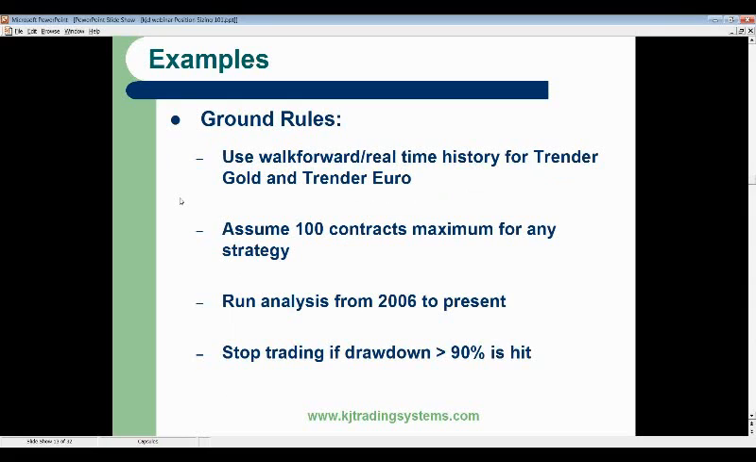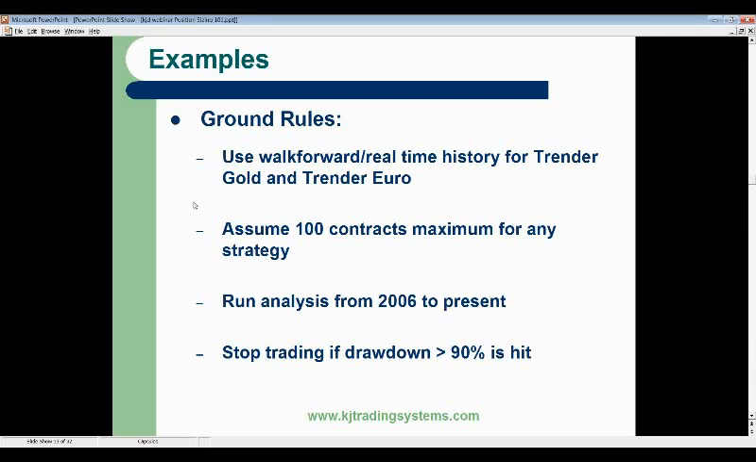Okay, so now what we'll do is we'll take these 5 different techniques and apply them to a couple systems, and then look at the results and see what we can see. So the ground rules: I'm just going to use my Trender Gold and Trender Euro systems. I'm going to use the walk forward and real-time history of trades for those. I'm going to use them separately, even though those systems trade together. You know, they're complementary systems. I'm going to separate them.